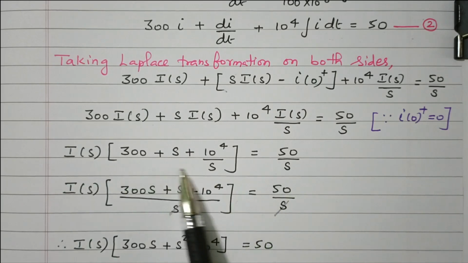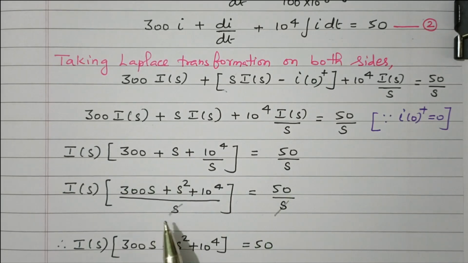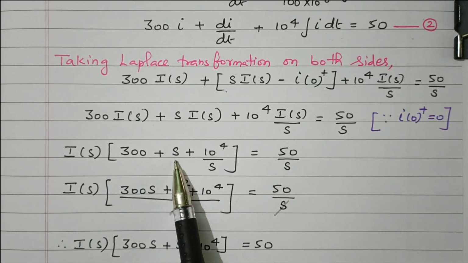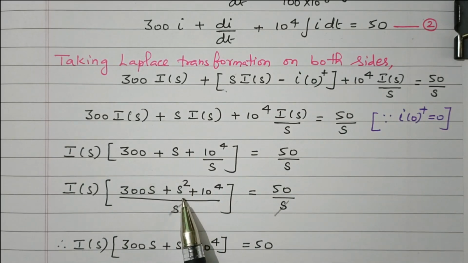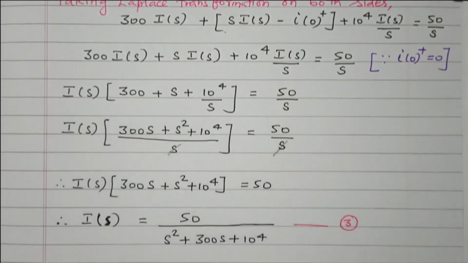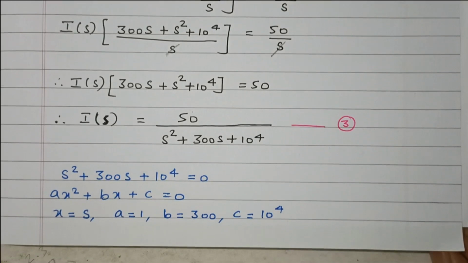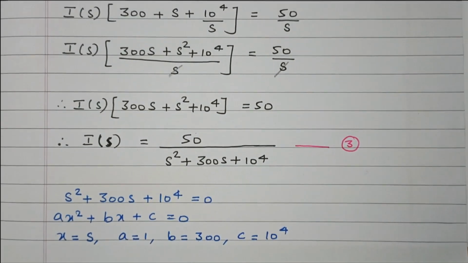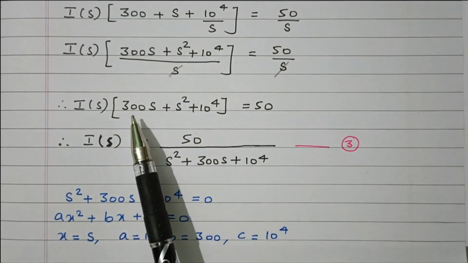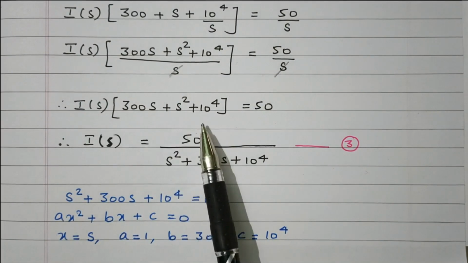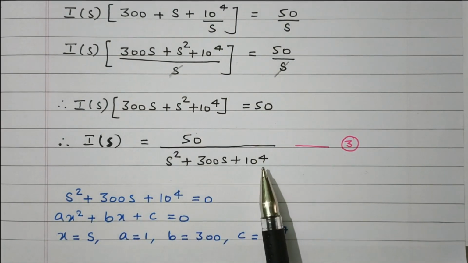I will take s commonly, LCM. So here s is not available, so 300s. Here also s is not available in the denominator, so s into s, s square. Here s is available, 10 to the power 4. So this s is cancelled on both sides. After cancellation, what we got? I of s of 300s plus s square plus 10 to the power 4 equals 50.